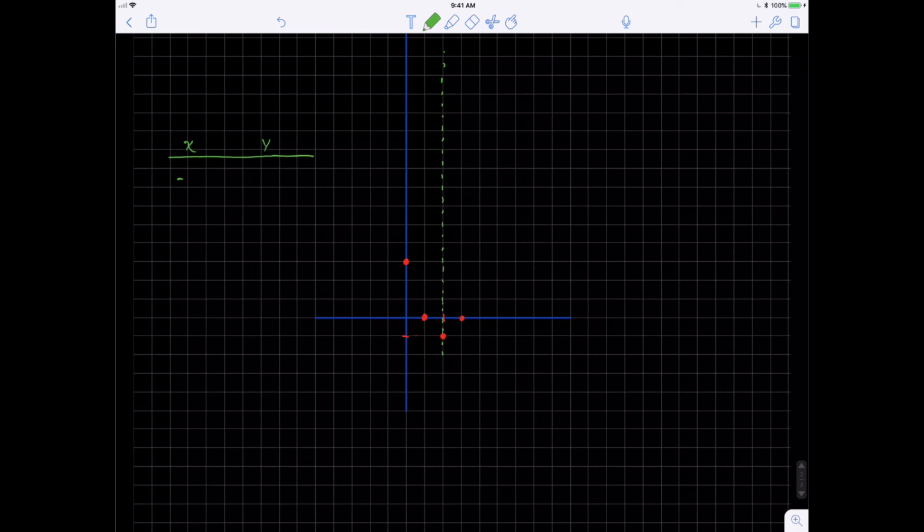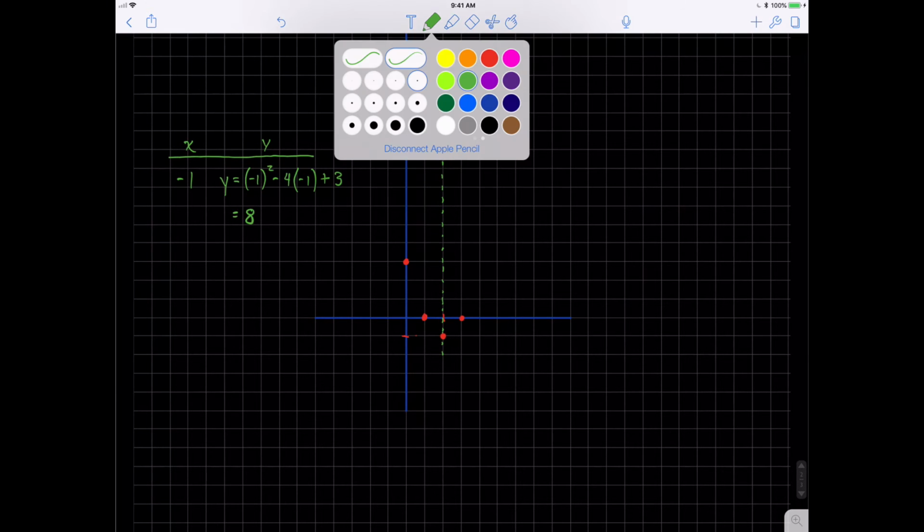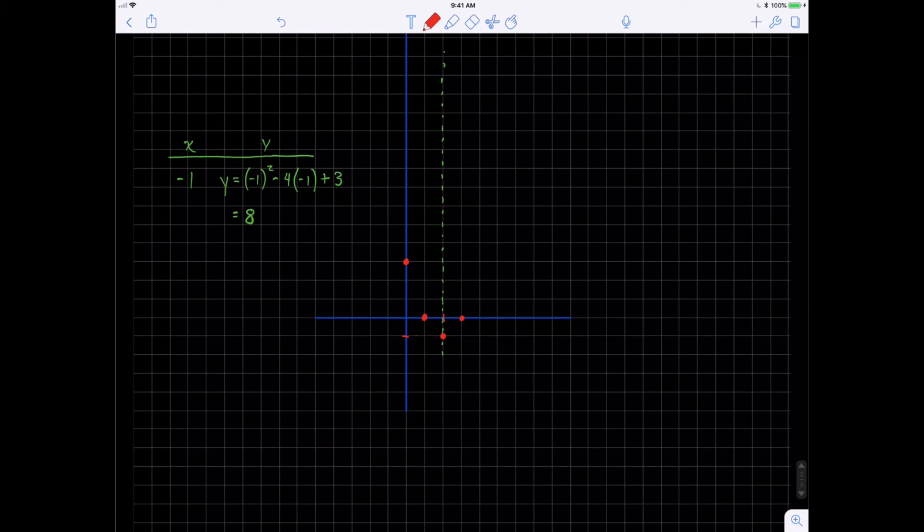So let's try -1. I have y equals (-1) squared minus 4 times -1 plus 3. That's going to be 1 plus 4 is 5, plus 3, that's going to give me 8. So my next point that I would graph is -1, over here, but then I go all the way up to 8. So I go 4, 5, 6, 7, 8. Pretty high up there.